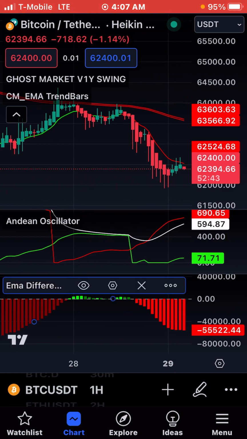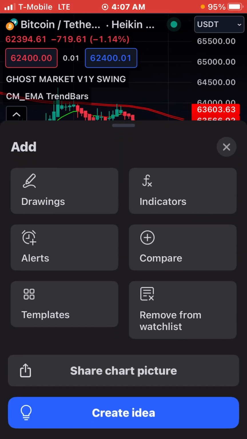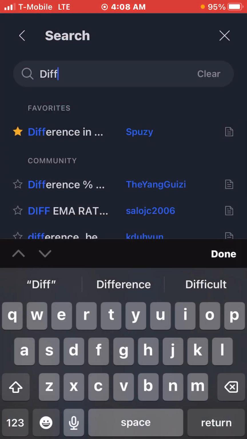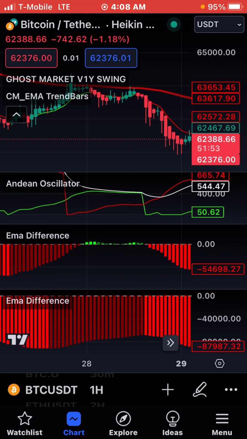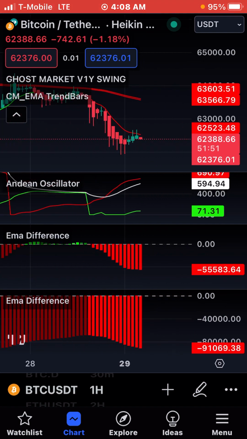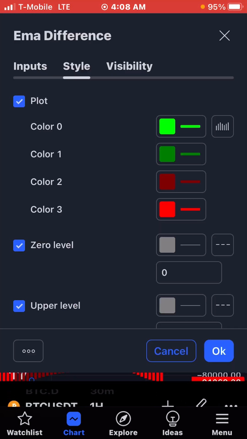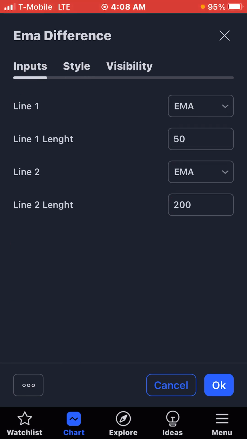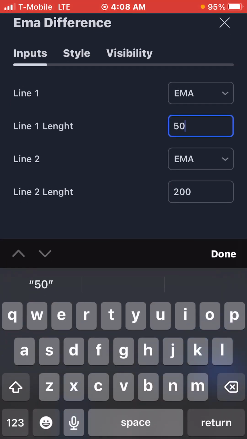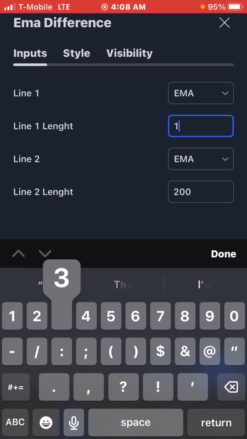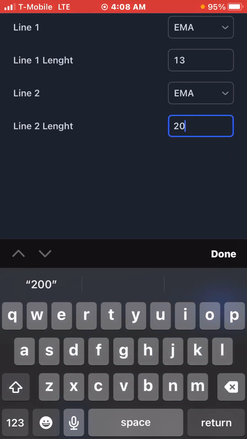The next part here is pretty simple. It's also called the difference of two moving averages. It's made by Spuzzy, so you want to hit that one. And it's going to look like this. So what you basically want to do is change your settings. Go to the first one here on line 1 and set it to 13. The next one you want to set to 48.